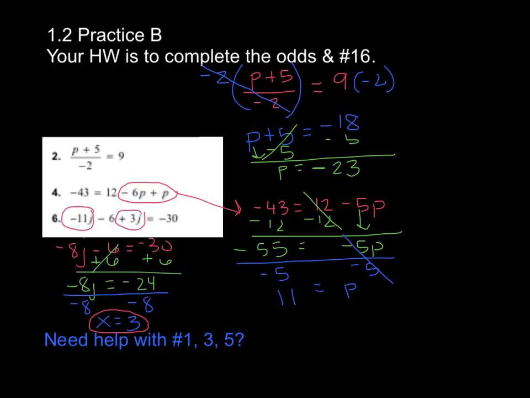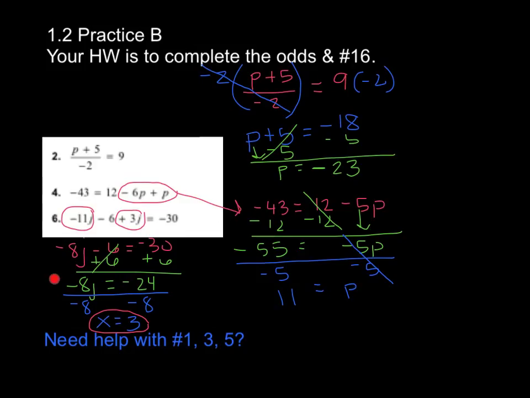Okay, so for this problem, similar to the one right above it, the only difference is they actually split your like terms up, but that shouldn't matter. So I circled my negative 11j's and my positive 3j's. When I have different signs, I subtract and keep the sign of the larger absolute value's number. So I got negative 8j. The opposite of subtracting 6 is adding 6. Do that to both sides. You get negative 8j equals negative 24.